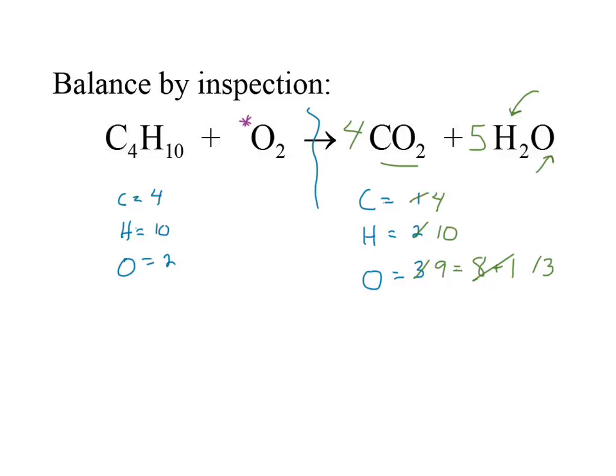So if we're keeping track right now, we have carbons look great, 4 and 4. Hydrogens look great, 10 and 10. But now the oxygen, we have 13 on the product side. We need 13 on the reactant side. The problem with the whole 13 on the reactant side is they come in groups of 2s. So we need 13 though.